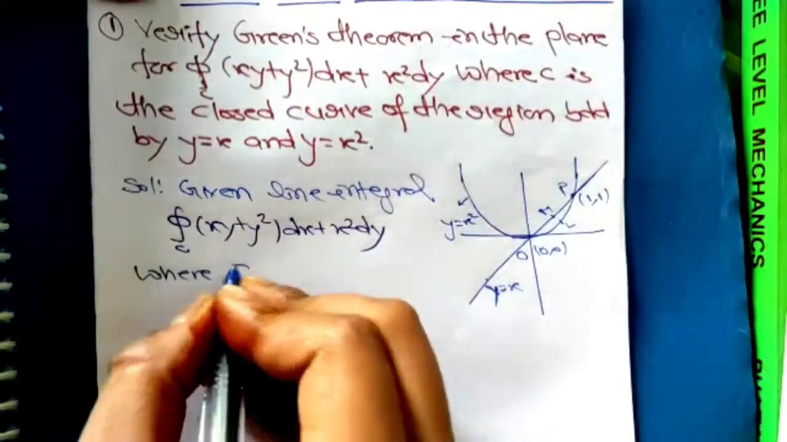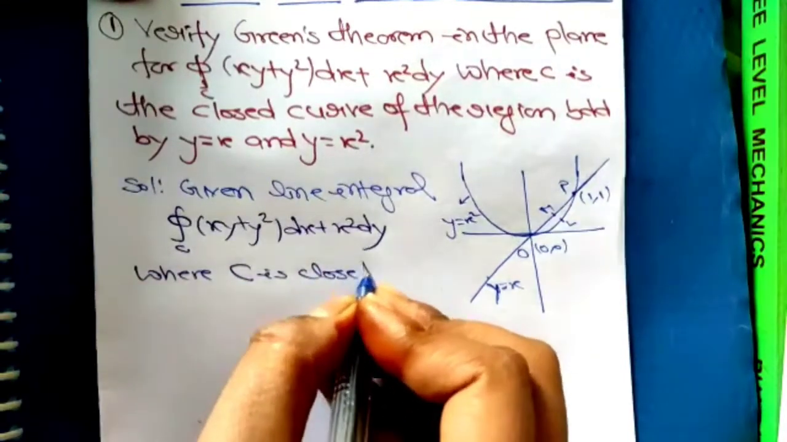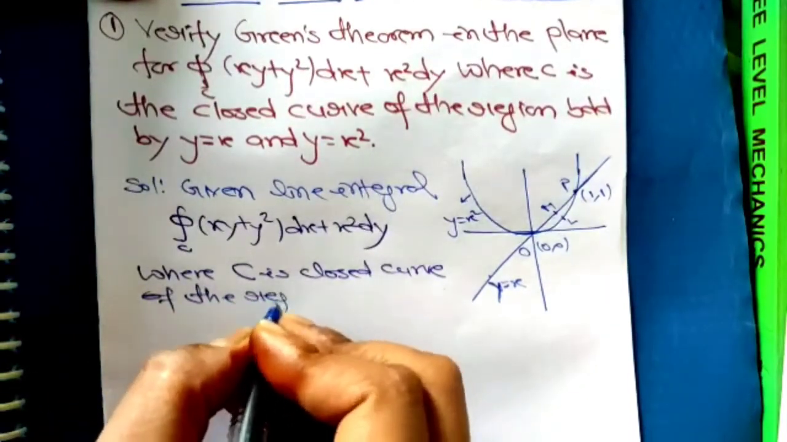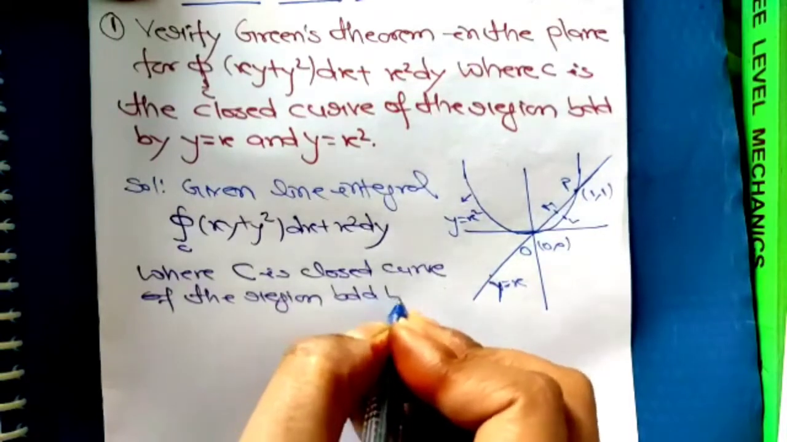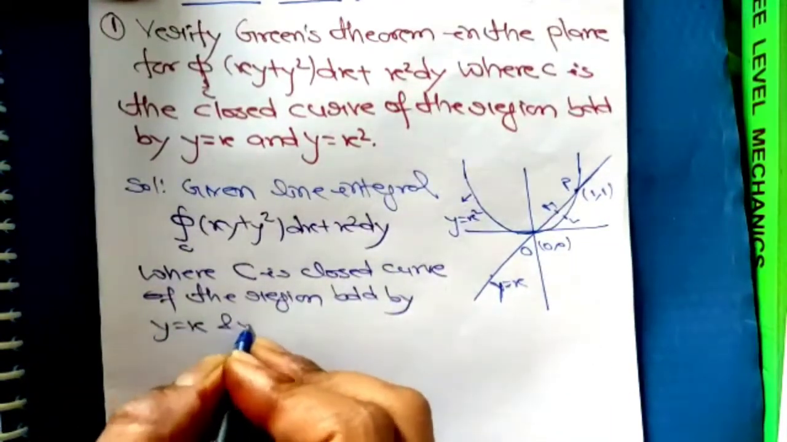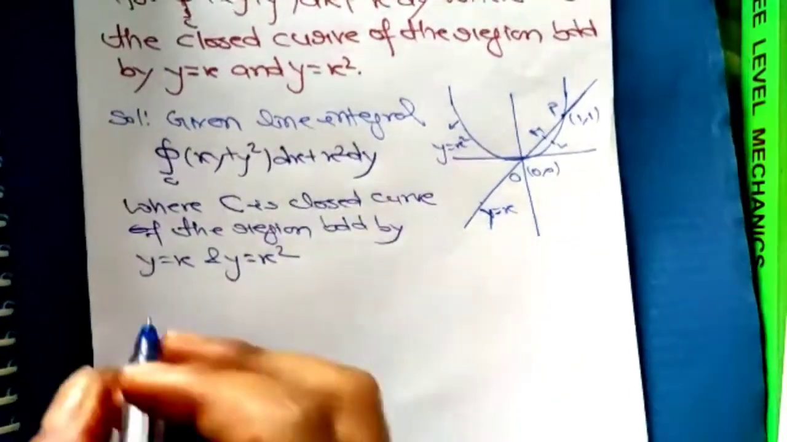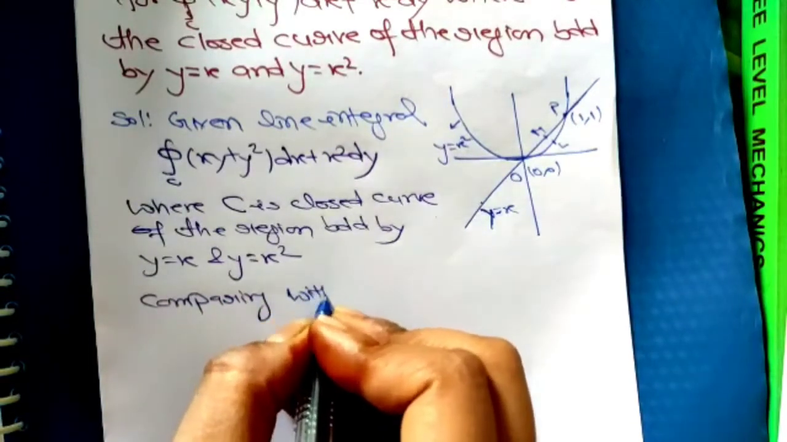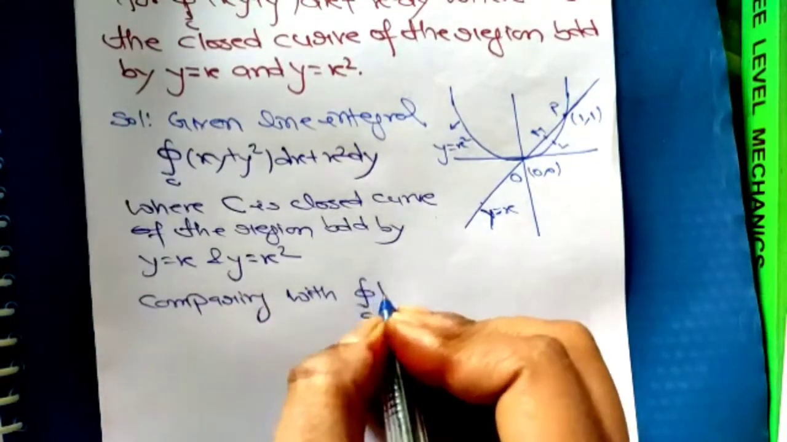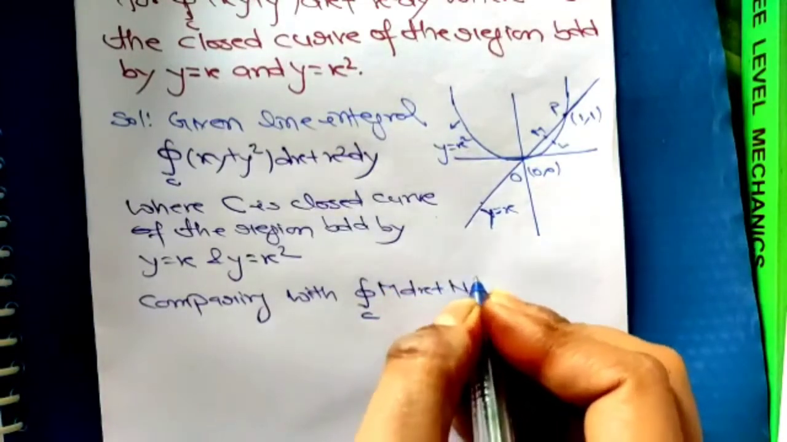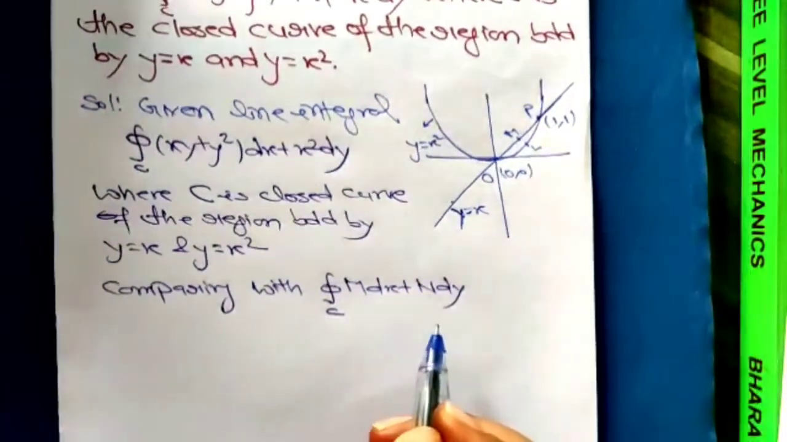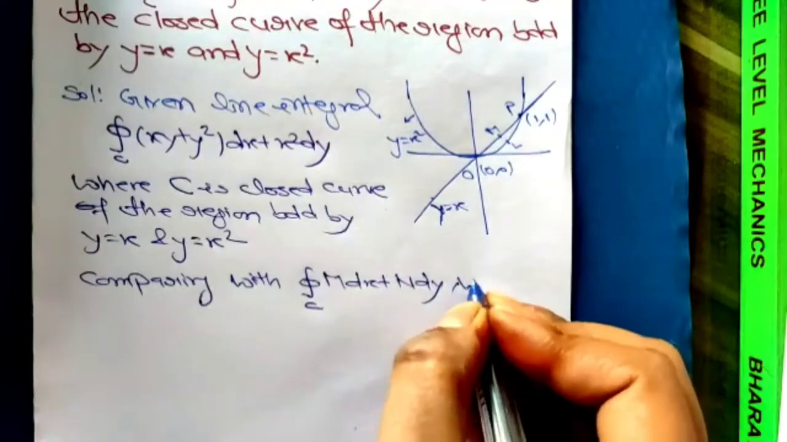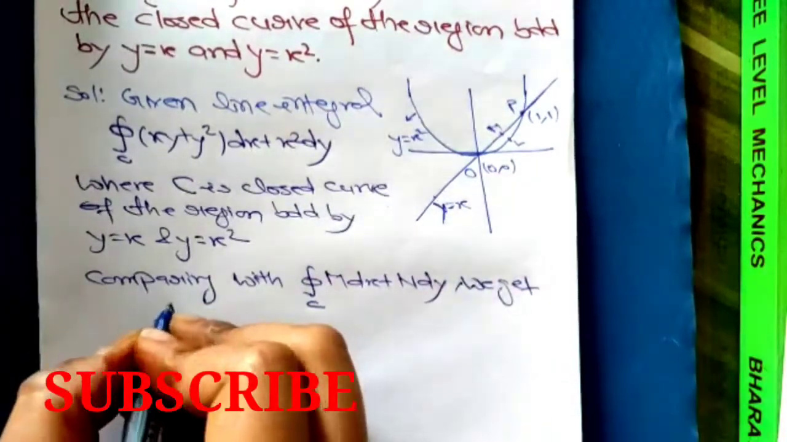Where capital C is the closed curve of the region bounded by the line y equals x and the parabola y equals x square. Now comparing with the line integral M dx plus N dy, I hope you know the formula. This is written for Green's theorem, line integral M dx plus N dy. This is the format, so we are going to compare our line integral with this.